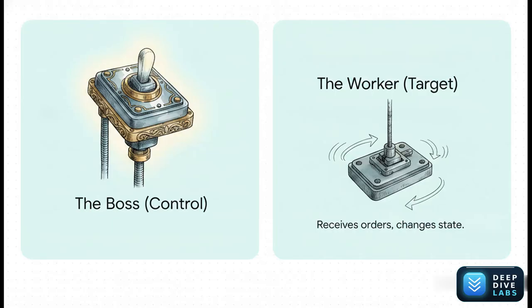Let's break those two switches down and give them distinct roles so it's easier to picture. Think of the first switch as the boss, or the control. The control never changes its own state during this process. It simply issues an order. The second switch, well, that's the worker, or the target. The target's job is to either flip, meaning change its state to the absolute opposite of what it currently is, or just stay exactly as it was, entirely based on what the boss says.